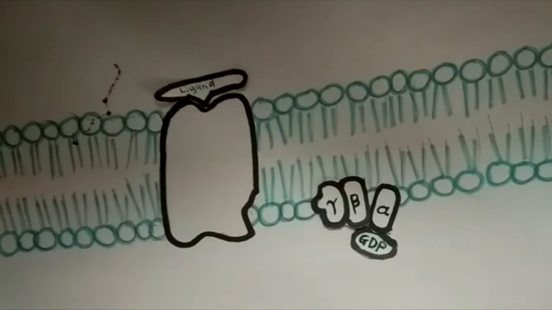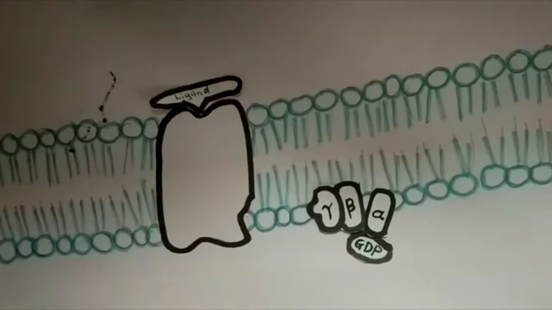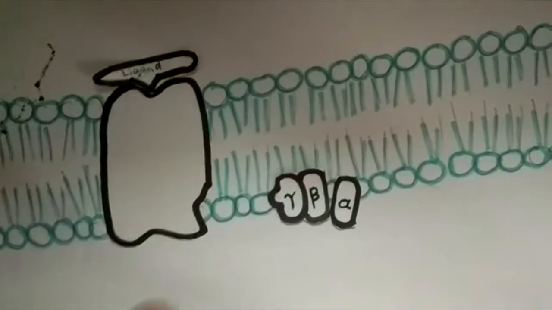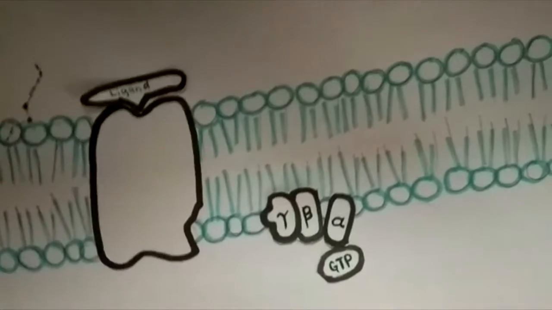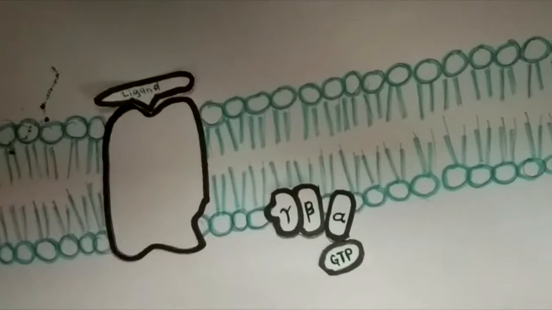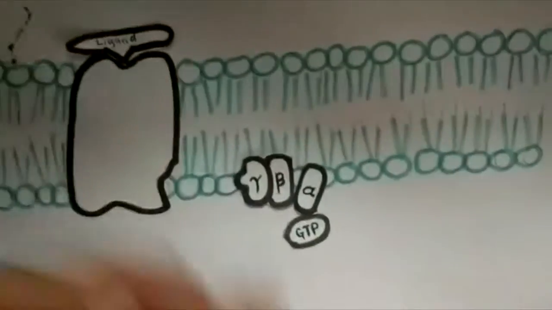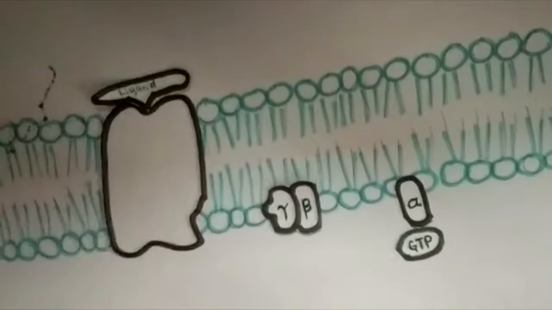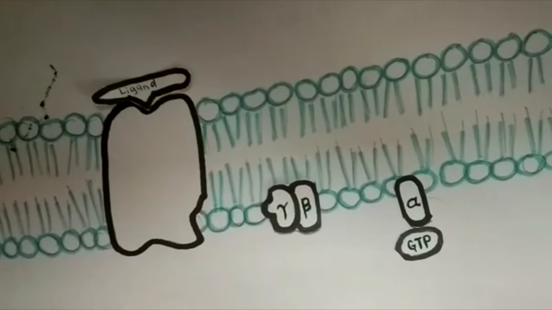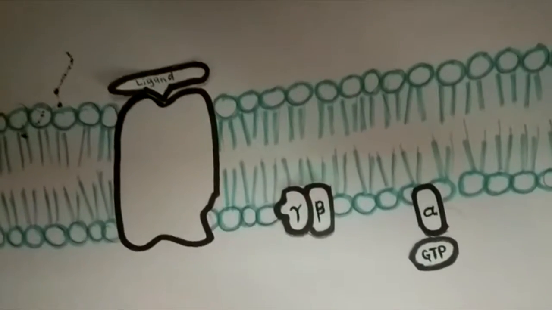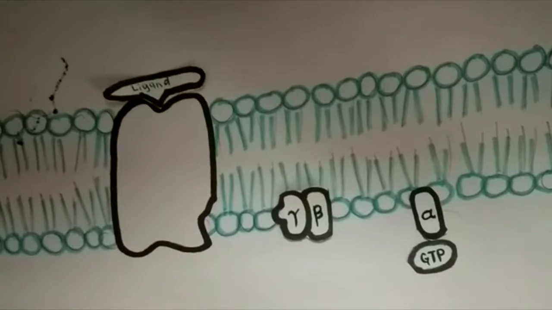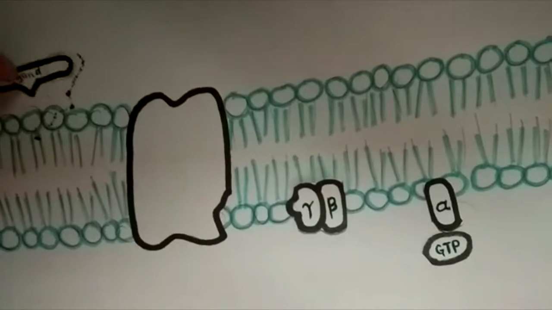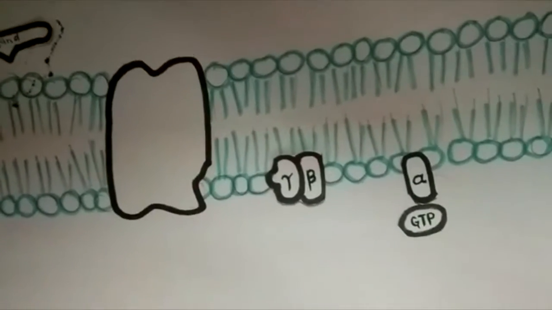And guanosine triphosphate replaces the guanosine diphosphate on the alpha subunit of the G protein. The activated alpha subunit then separates from the beta and gamma subunits. This step can be repeated as long as the ligand remains bound to the receptor. When the ligand separates from the receptor site, additional G protein is no longer activated.